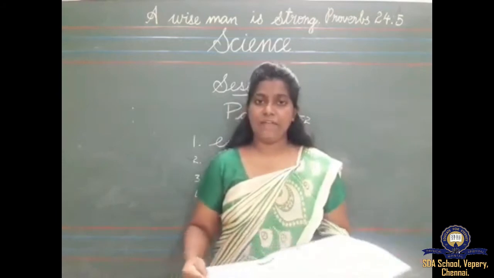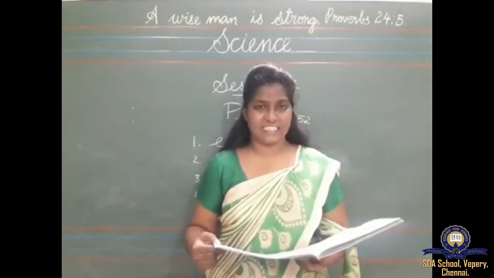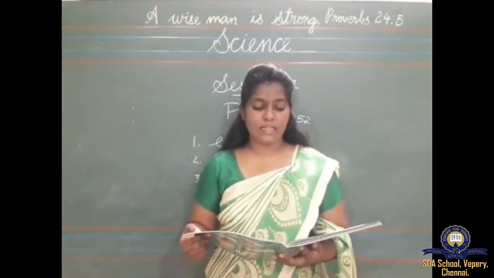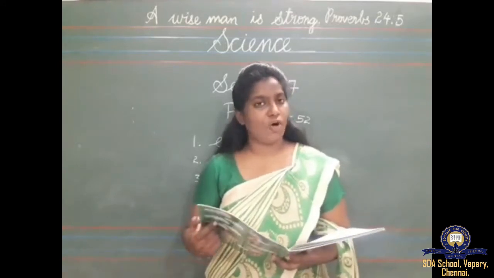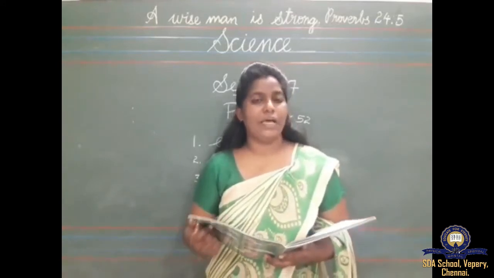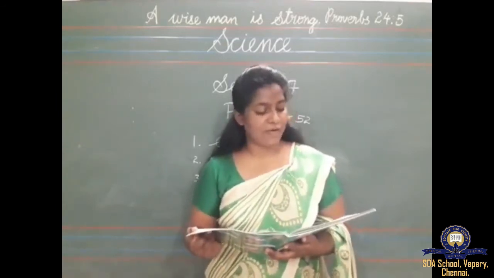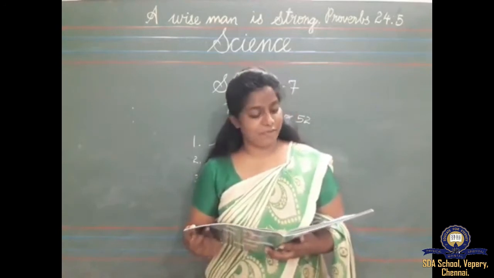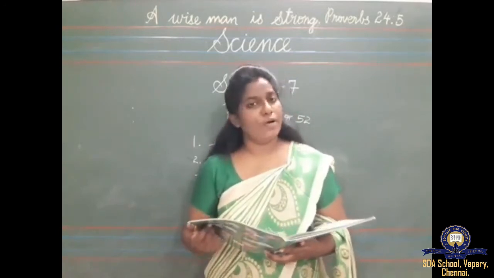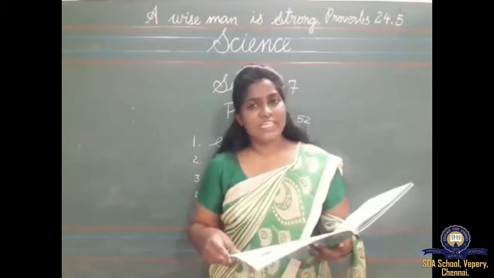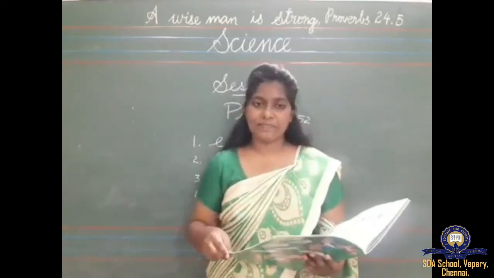This is the revision of your first lesson. Shall we revise once again? What is the first one in the named birds? You all have written. What is the first one? Emu. What is the second one? Kite. What is the third one? Myna. What is the fourth one? Kiwi. What is the fifth one? Cuckoo. Very good, children. Shall we move on to the next lesson?